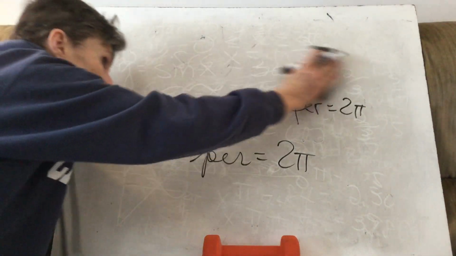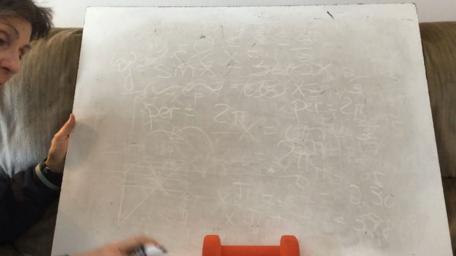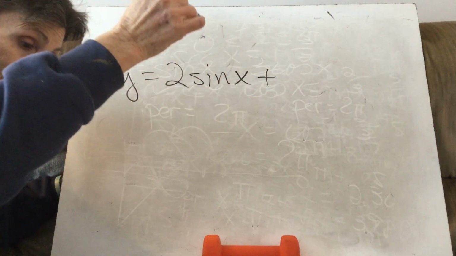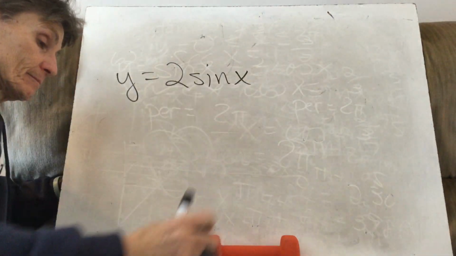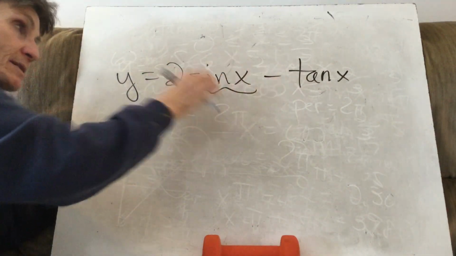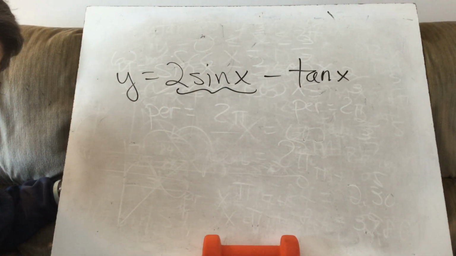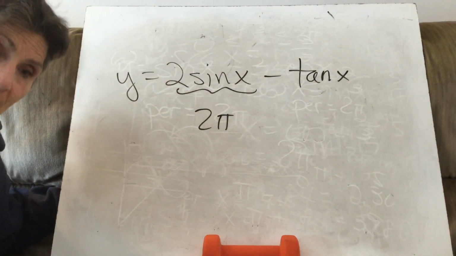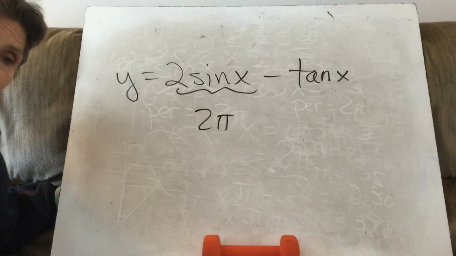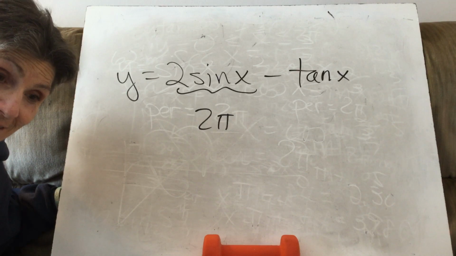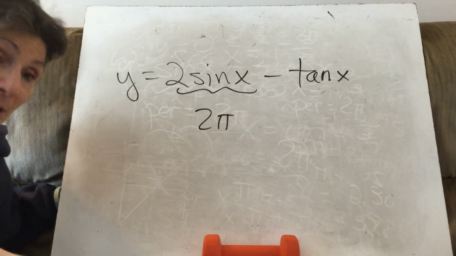Okay? So now we're going to look at the next one. We're not going to graph this one. We're going to figure it out. We've got 2 sine x minus tan x. Well, what did we just say? What's the period of the sine? 2 pi. Thank you. What's the period of the tangent? Be careful, it's different. Who remembers the period of the tangent?